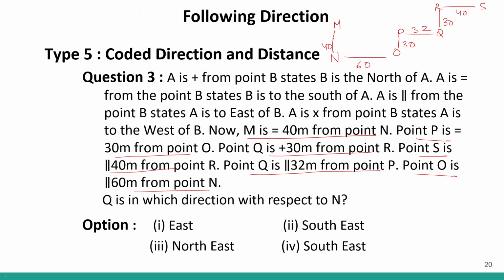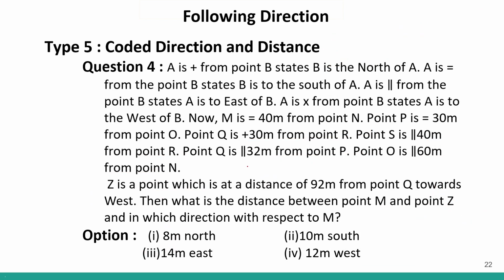This is the diagram. Now the question is, Q is in which direction with respect to N? So Q is here and N is here, and we have to find the direction with respect to N. So with respect to N, Q would be in which direction? This direction. And if I am drawing the direction chart, what is this direction called? This direction is called northeast. So Q is in the northeast direction with respect to N. So our answer will be option number 3, northeast.